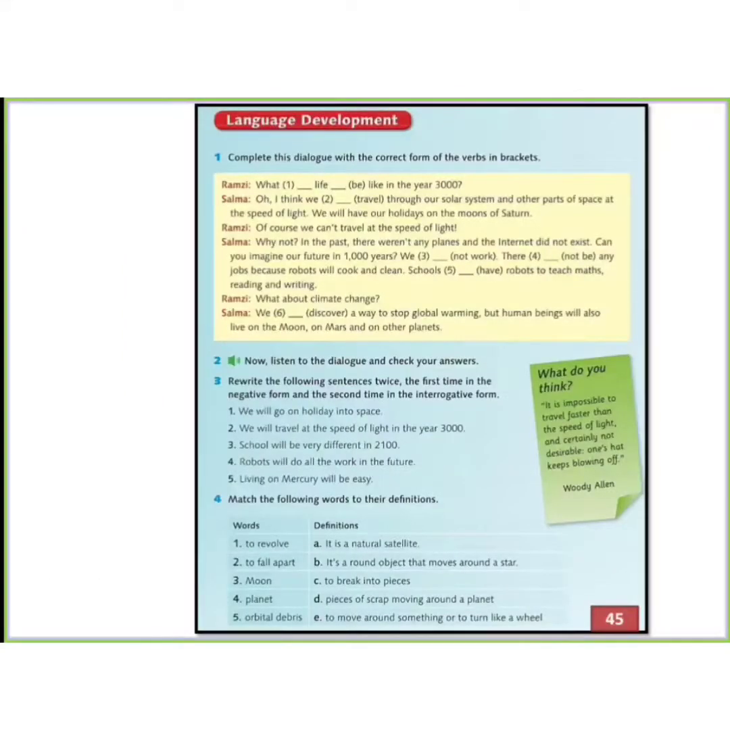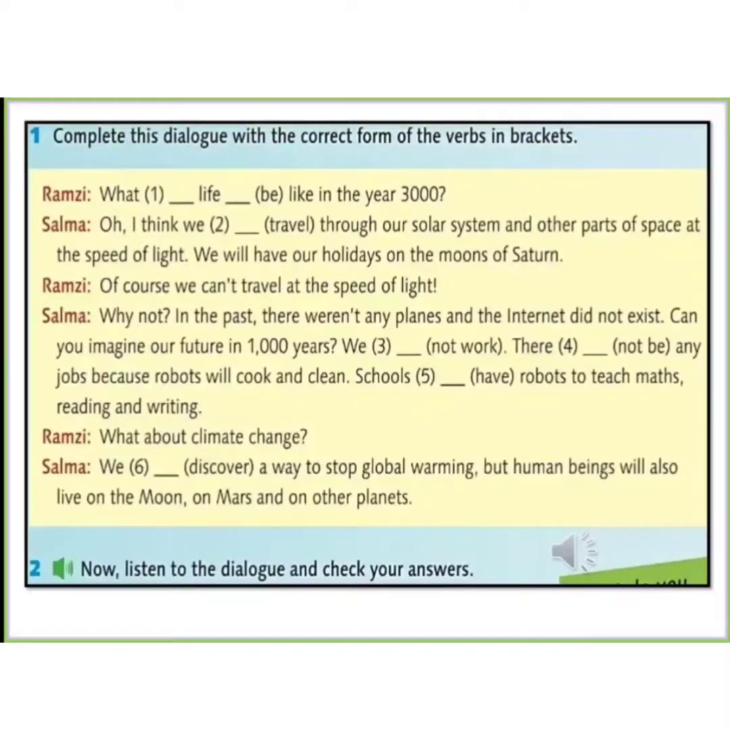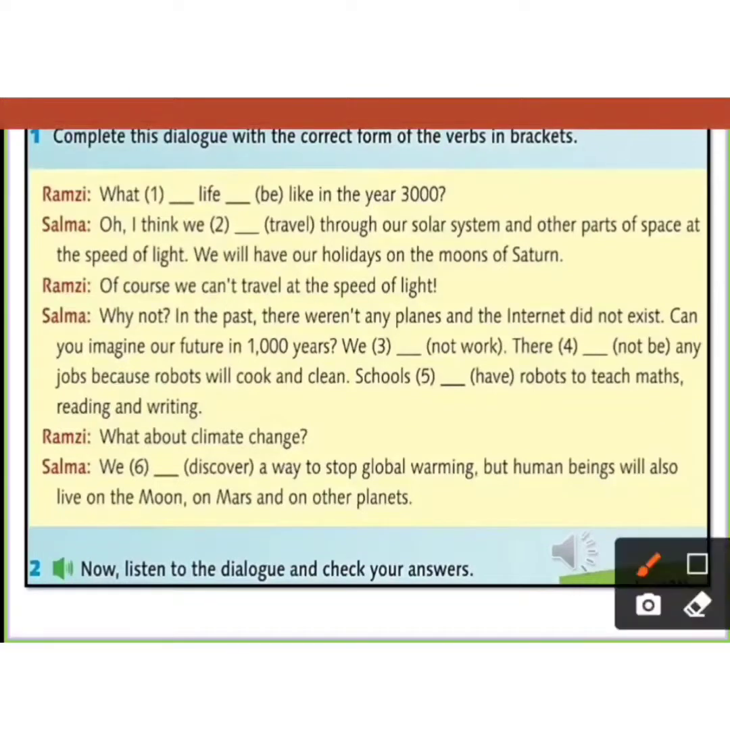Now let's start. Open your book, page 45. Let's start with question number 1. Question 1. Complete this dialogue. Dialogue means حوار with the correct form of the verbs in brackets. So we have a dialogue between Ramzi and Selma.